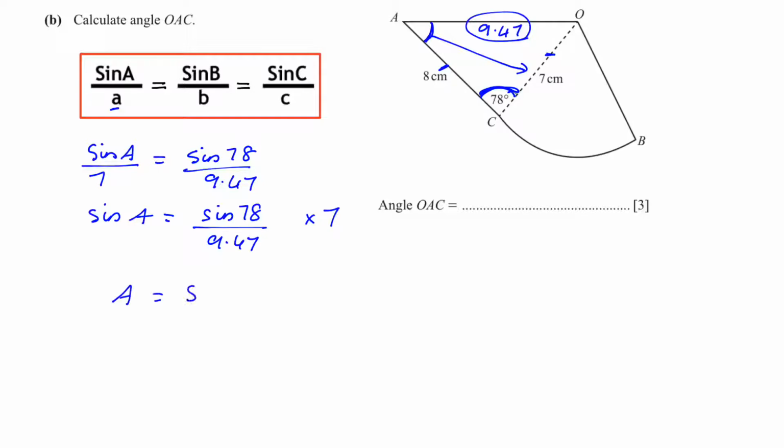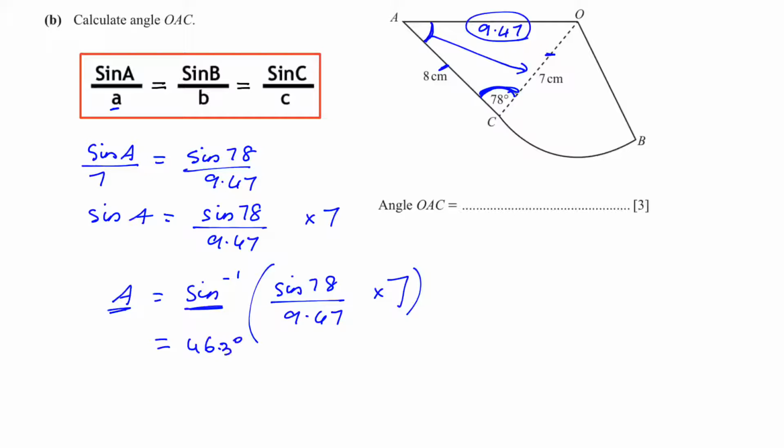This whole answer, you will write it in a bracket, sine inverse. Whenever you want to find an angle, you have to take the inverse of the trig function. So sine 78 over 9.47 times 7 will give us 46.3 degrees. So that is your answer, 46.3 degrees.